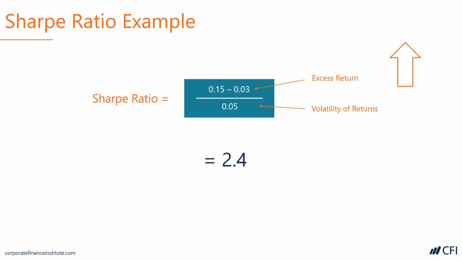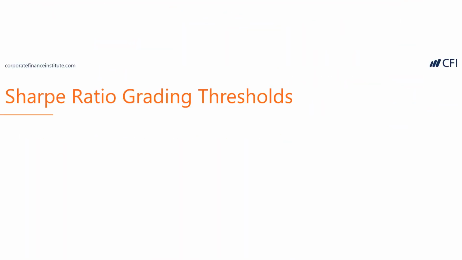Generally speaking, if you want to have a higher Sharpe ratio, you want higher expected returns or higher excess expected returns and lower volatility. Those two forces create higher Sharpe ratios.